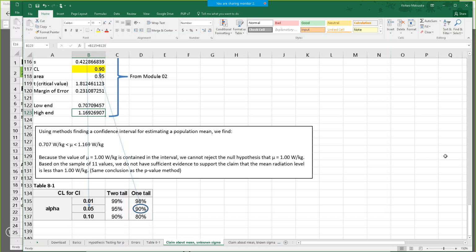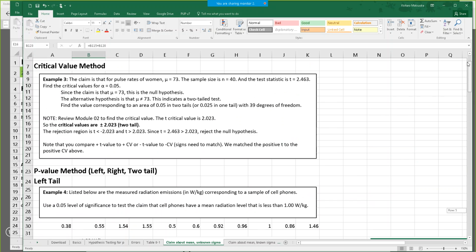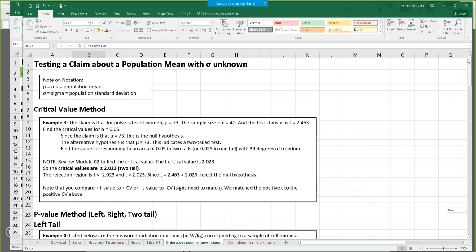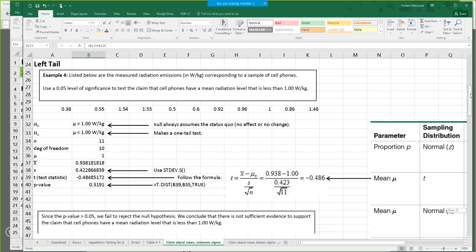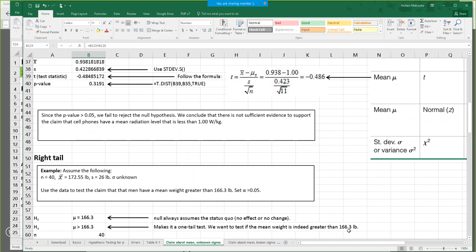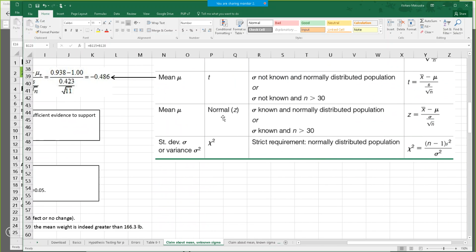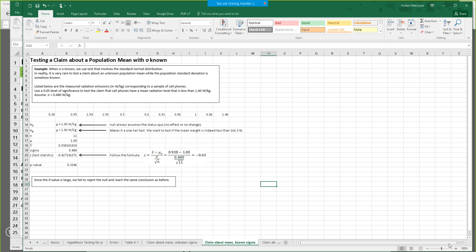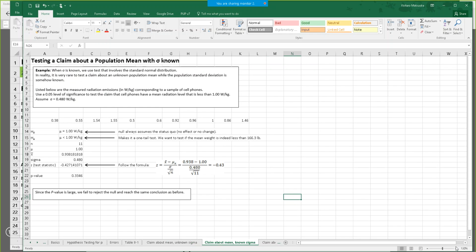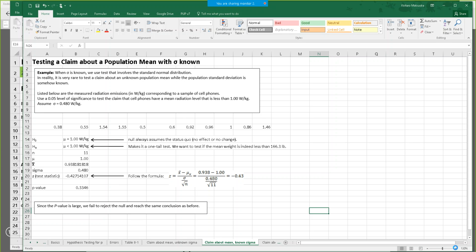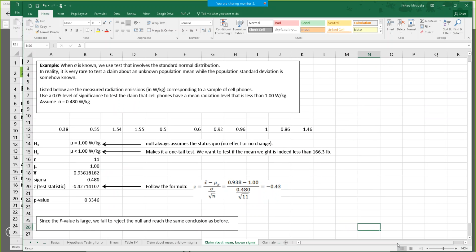Okay, so that's for the proportion. Or sorry, that's for the mean. Sigma unknown, because that's the most likely scenario. Key thing is use t. So let's look at the scenario where you do know the sigma. That's when you use z. Okay. Very unlikely. But if you had to do it, here's how you do it.